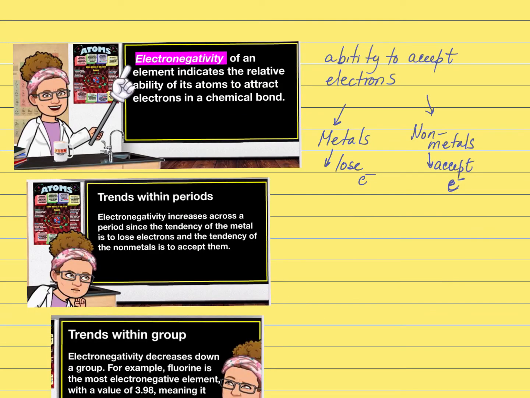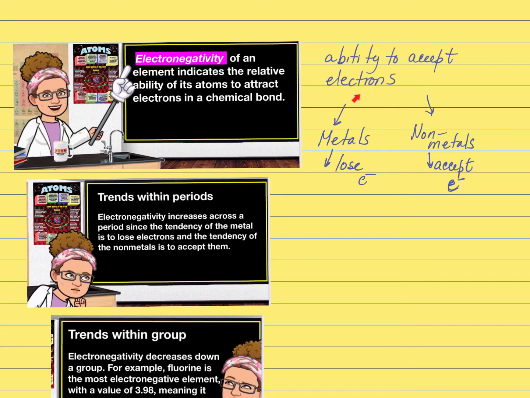The last trend that we're going to analyze over here is electronegativity, which is the ability of an element to attract electrons in a chemical bond. In other words, it's the ability to accept electrons.